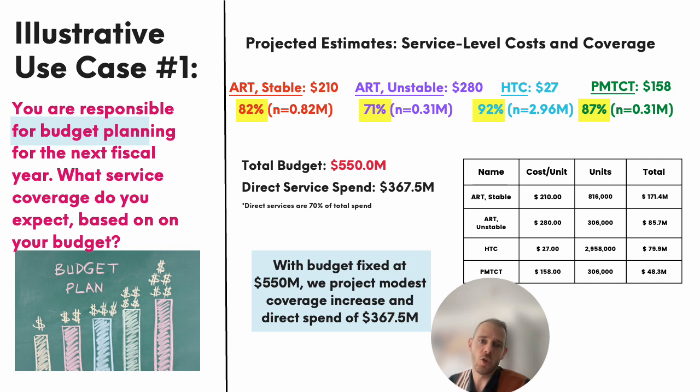So, in short, use case 1 draws on the ABCM unit cost data for different types of services, and you can use these individual cost estimates to try to anticipate or project future costs and coverage.